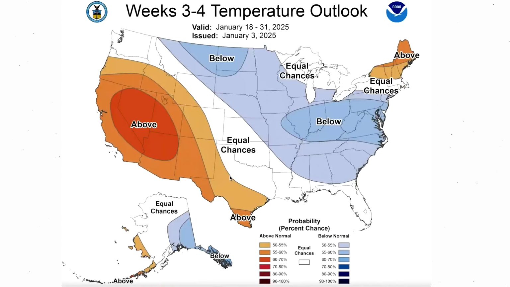The 3 to 4 week outlook, which has not been updated in almost a week now, we're going to see updated every Friday. So this Friday, we will get an update for this. But this is what they were expecting as of January 3rd for the 18th through the 31st. Cold pushing from the north central states down into the eastern states, kind of what we've seen already from January.